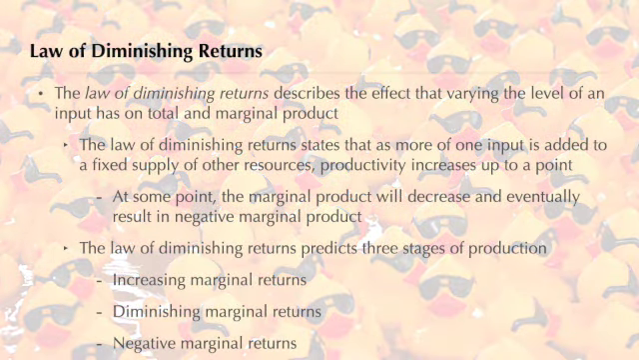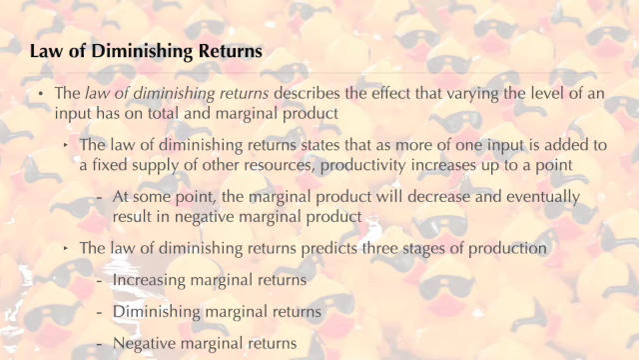Once total and marginal product have been calculated, a company is ready to vary one of its inputs to see the effect on output. This effect is governed by a basic economic principle, the law of diminishing returns. The law describes the effect that varying the level of an input has on total and marginal product. It states that as more of one input is added to a fixed supply of other resources, productivity increases up to a point. At some point, however, the marginal product will diminish. Eventually, it will result in negative marginal product.